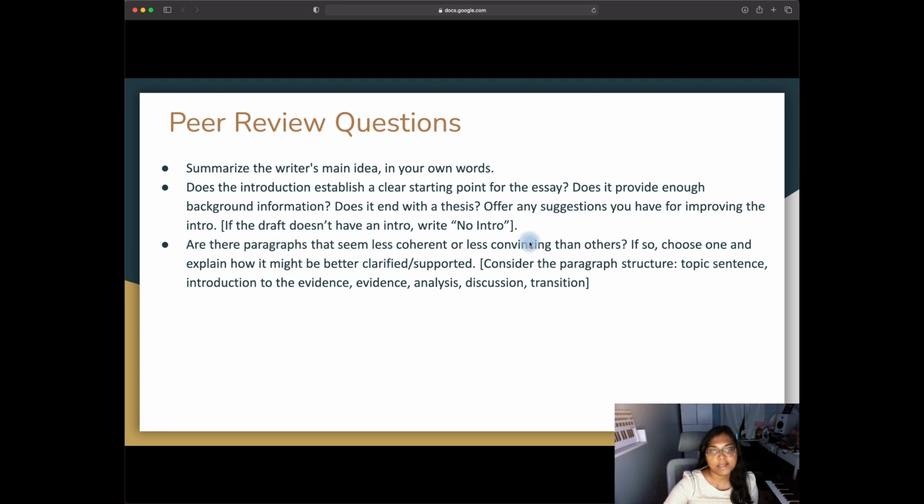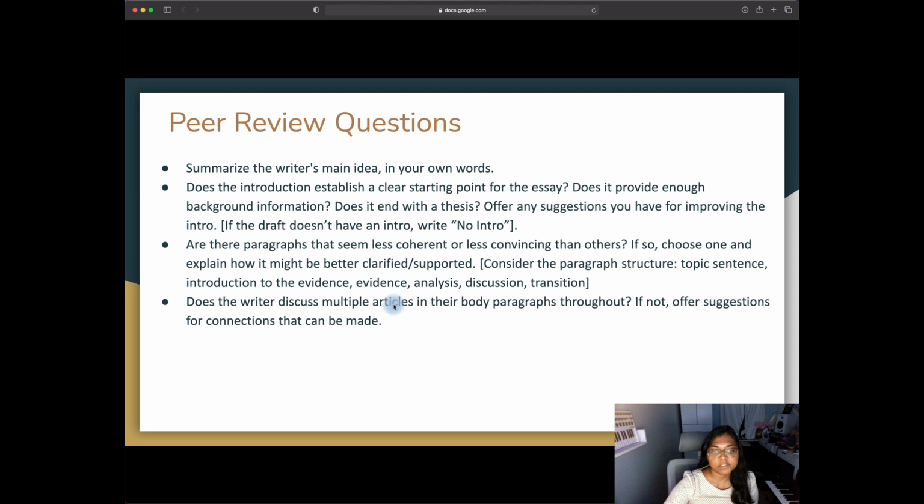But as you're looking at the essay paragraph by paragraph, these are the things that should be in each body paragraph. Does the writer discuss multiple articles in their body paragraphs throughout? If not, you can offer suggestions for connections that can be made. Remember, throughout the paper, your classmates should be synthesizing their sources, showing the connections between multiple articles and discussing multiple articles in each body paragraph. So if they're raising an idea and you can think of a connection to another one of the sources, that's definitely something you can suggest to them.